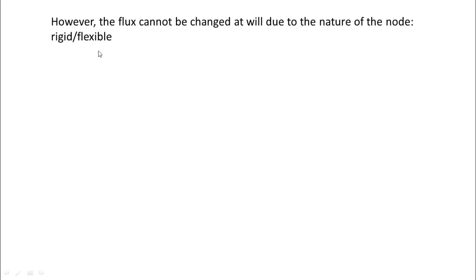This is fine, but the main reason why this is not so easy is that the flux cannot be changed at will due to the nature of the node. Okay, in all nodes you just cannot say we'll take more carbon through this branch and stop the other by probably cutting off the enzyme that is responsible for this branch and so on and so forth. It will not happen. Okay, let me very briefly tell you what it is. There are two kinds of nodes that are possible. It could be a rigid node or a flexible node.